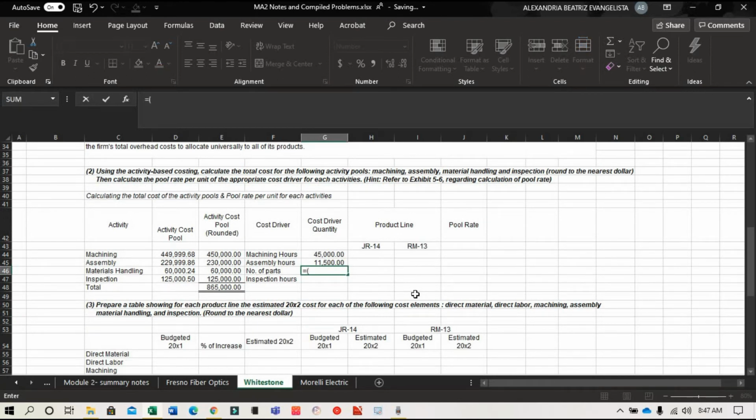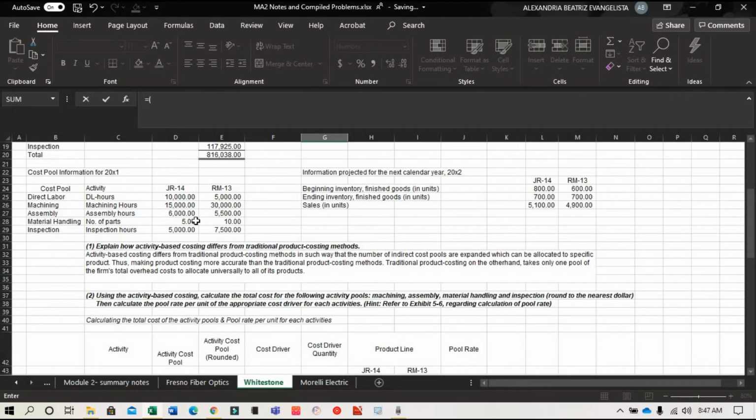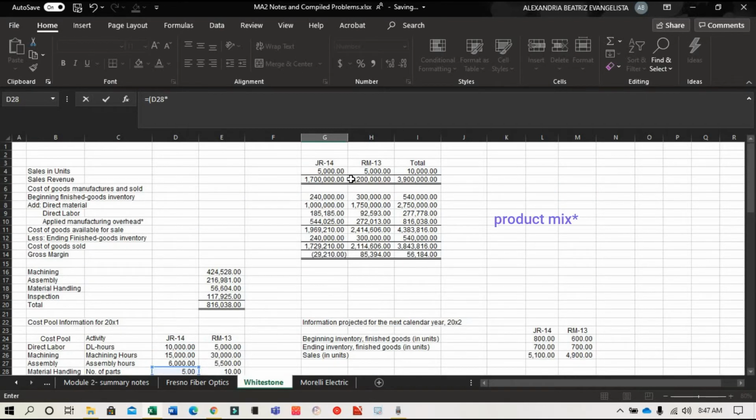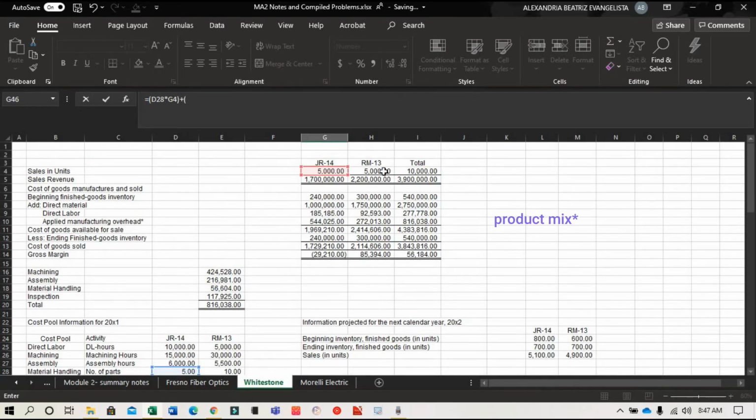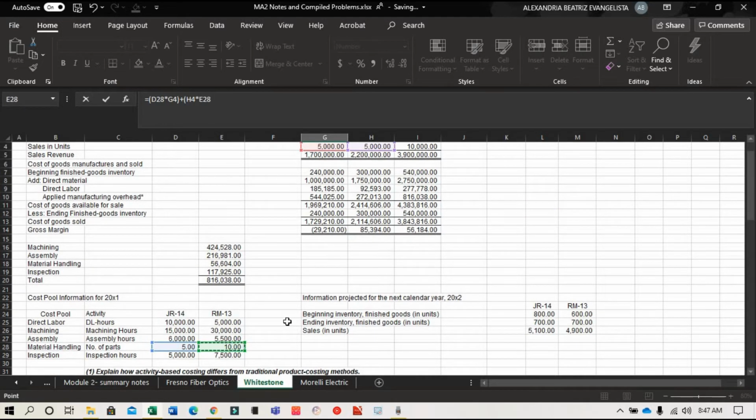Okay, so for the number of parts, for JR14, the number of parts per unit is 5,000. Then we're just going to multiply it by the sales in units in 20x1, which is 5,000, and then we're just going to add it to the number of sales in units, which is 5,000, multiplied by the number of parts per unit for RM13, and that would give us a total of 75,000.